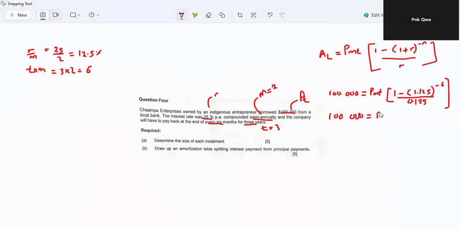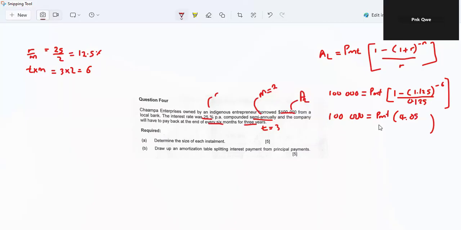So what becomes our annuity factor in the brackets here? I don't have a calculator. It would be very nice if you did. I found 4.05. 4.05, final answer, right?